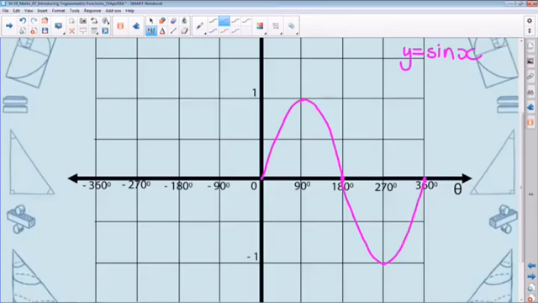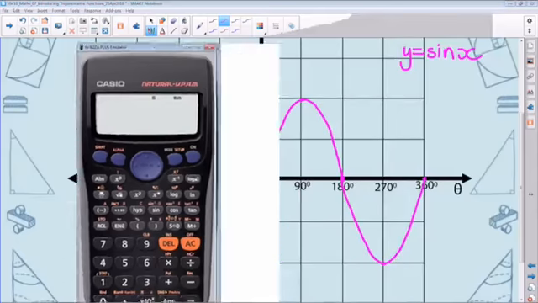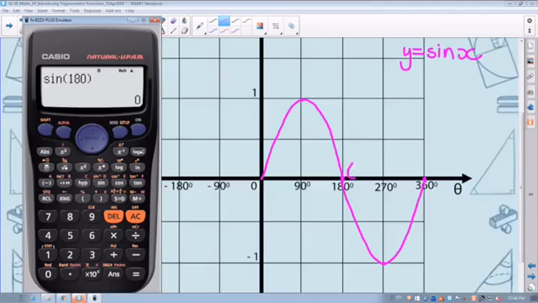Now, let's use our calculator to prove that I am correct. I'm going to take sine of 180 degrees, and press equals. According to my graph, it should give me an answer of 0. And so it does. So this point over here is 180 degrees and 0.